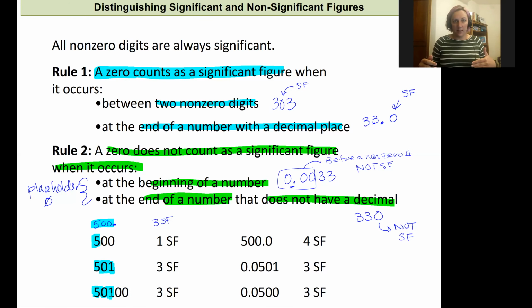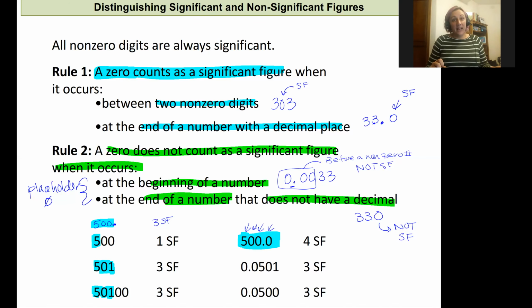Let's look at some examples with decimals now. Here we have a decimal place. Because of that decimal place, all of our zeros after a non-zero number will become significant. We start with a non-zero number, this 5. That makes everything after it a significant figure. And so we have 4 significant figures. The 5 counts and all 3 of our zeros, including the one after the decimal place.